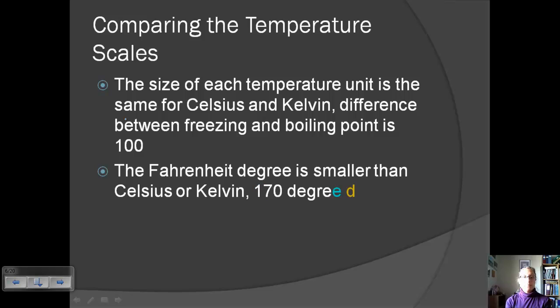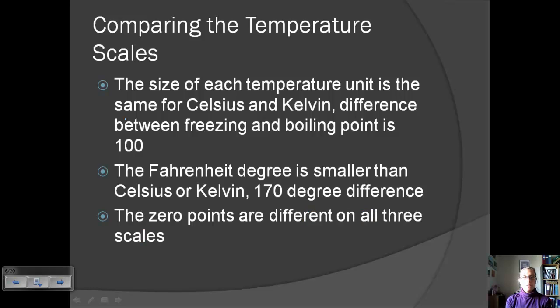Fahrenheit is a little bit different. Each Fahrenheit degree is smaller than a Celsius or a Kelvin degree, and instead of there being a 100 degree difference, there's a 170 degree difference between freezing and boiling, and so that's why we have smaller degrees for Fahrenheit. What's also different on all three of these is what's called the 0 point. The temperature at which water freezes is different for all three of these scales.